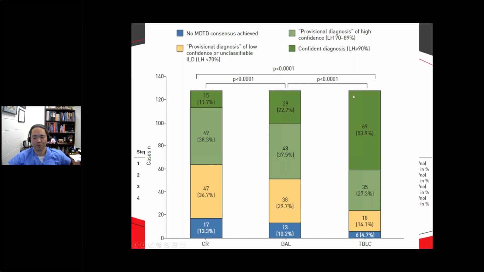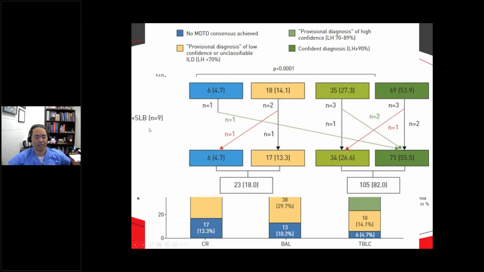But you see here, once you add cryobiopsy, you went from confident diagnosis of 11% to 22% to 54%. The provisional diagnosis actually decreased a little bit, right? Everything got better. So now you ask me, okay, but surgical lung biopsy is the gold standard. Whenever they added surgical lung biopsy in nine patients, remember this is the row for the cryobiopsy, the confident diagnosis didn't change too much, maybe 1%. The provisional diagnosis of high confidence never changed too much.